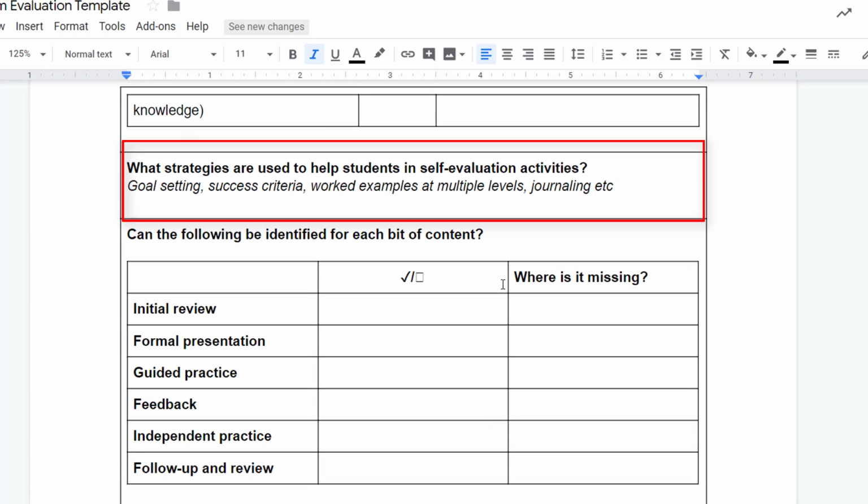The next question for how students learn asks what strategies are used to help students to self-evaluate activities. So when we're having a look at goal setting and success criteria, are the students actually then using those types of things to do some kind of self-evaluation in terms of how they're progressing with their learning? Are they looking at worked examples? And those worked examples maybe even at multiple levels. So this is a beginner's level example, and here is the next step example, and the next step example, and then here is the best example that you could possibly do as a teacher for where they might get to.